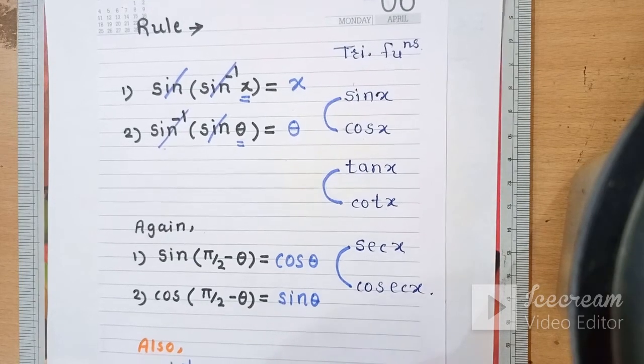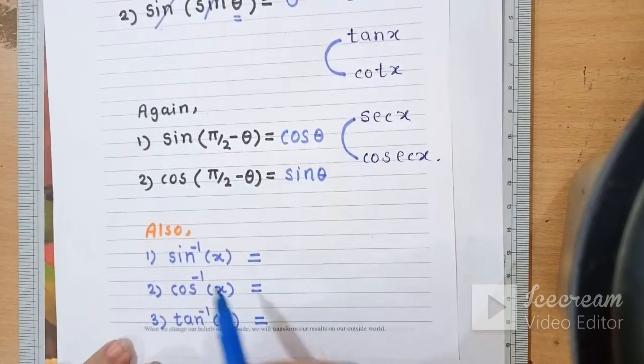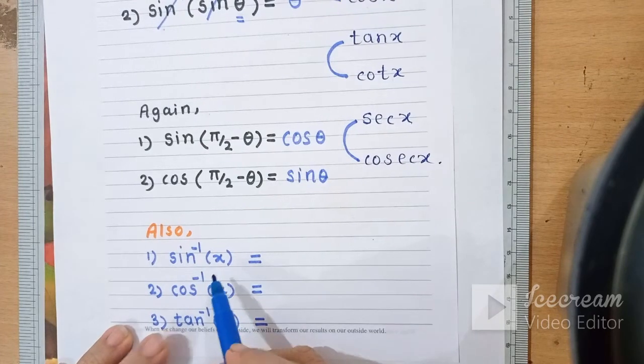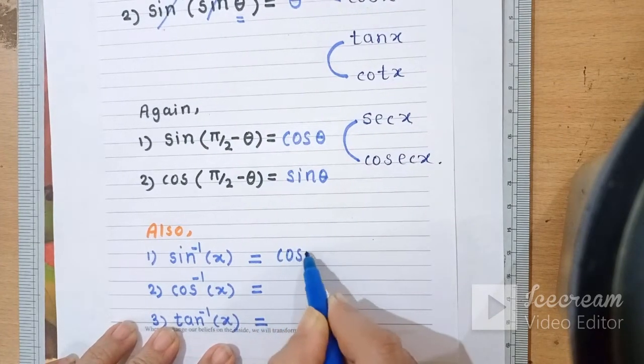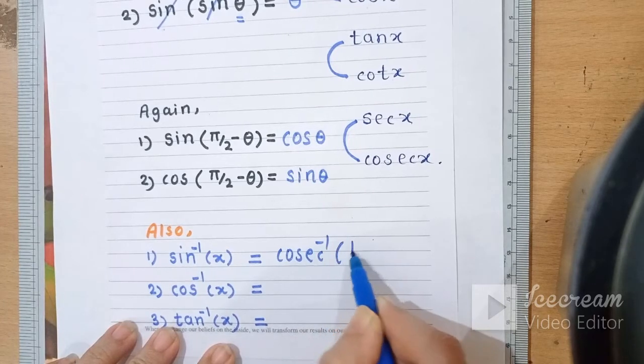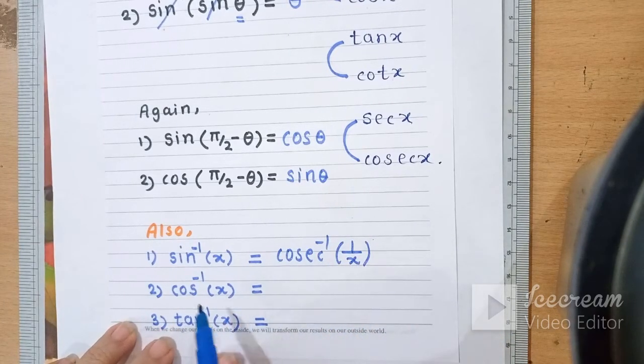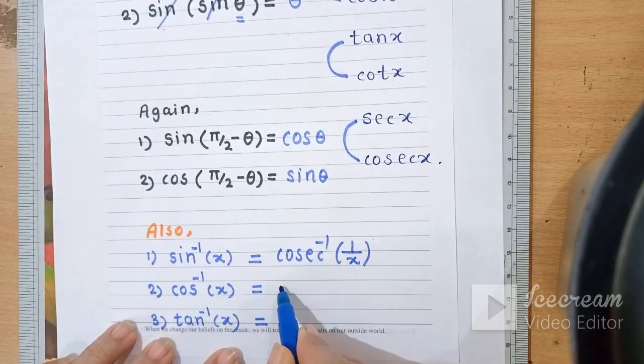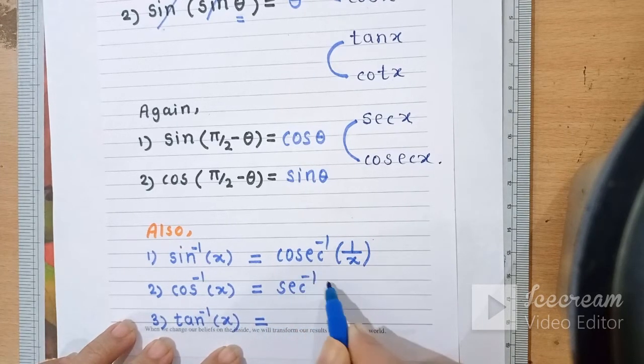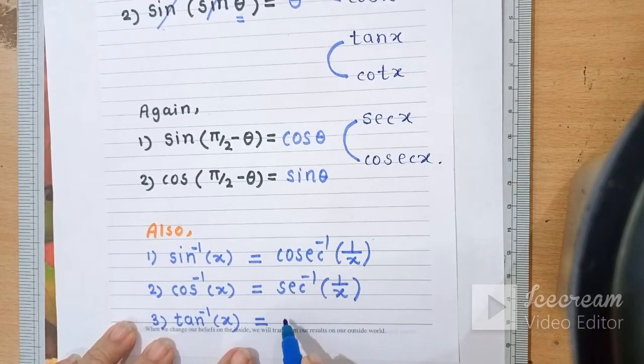One more rule is that sine inverse of x is equal to cosec inverse of 1 upon x. Same rule for this: cos inverse of x is equal to sec inverse of 1 upon x, and tan inverse of x is equal to cot inverse of 1 upon x. You have to write and learn these rules.